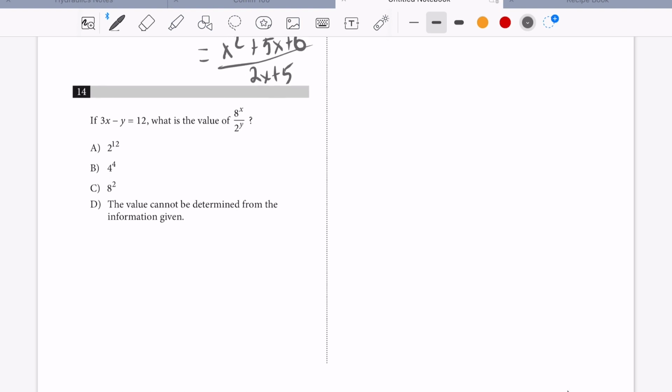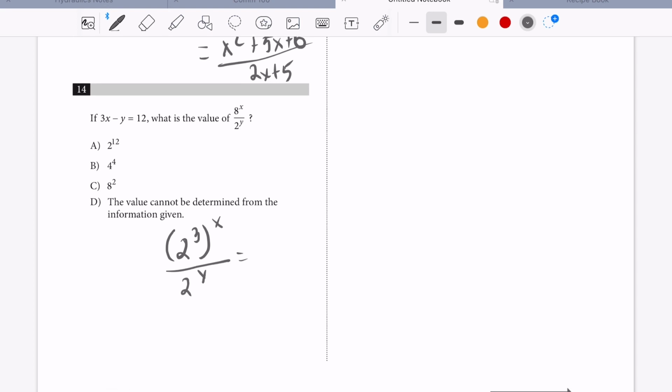Okay, if 3x minus y equals 12, what is the value of 8^x over 2^y? Okay, so this is just understanding exponent laws. So we can say that 8 to the power of x is equivalent to 2 raised to the third power times x over 2 to the power of y. And when you have parentheses and you're raising to an exponent, you're going to get 2 to the 3x over 2 to the y.